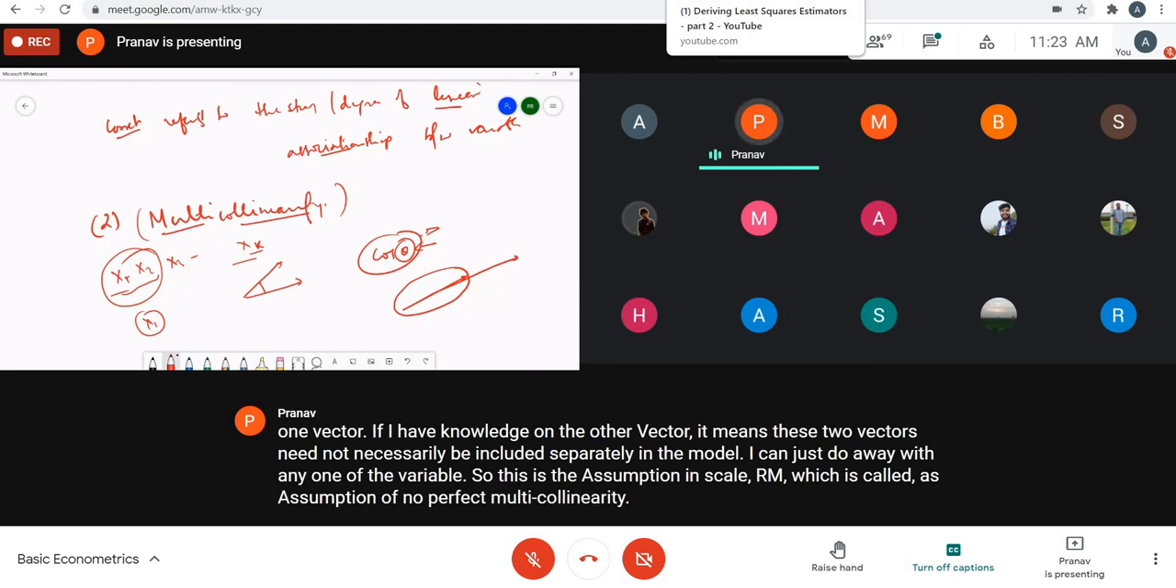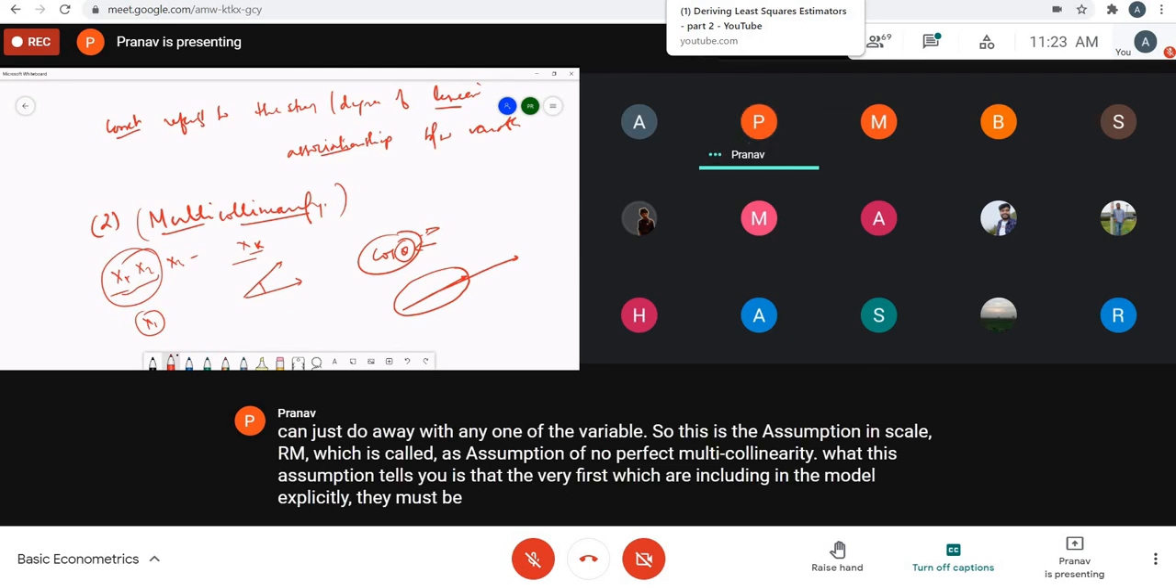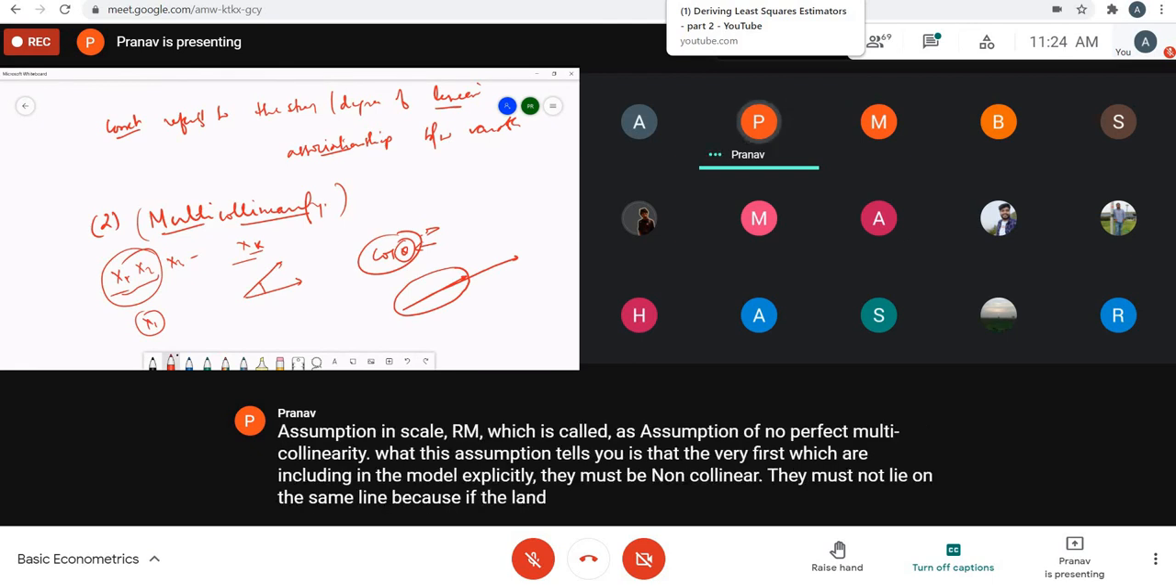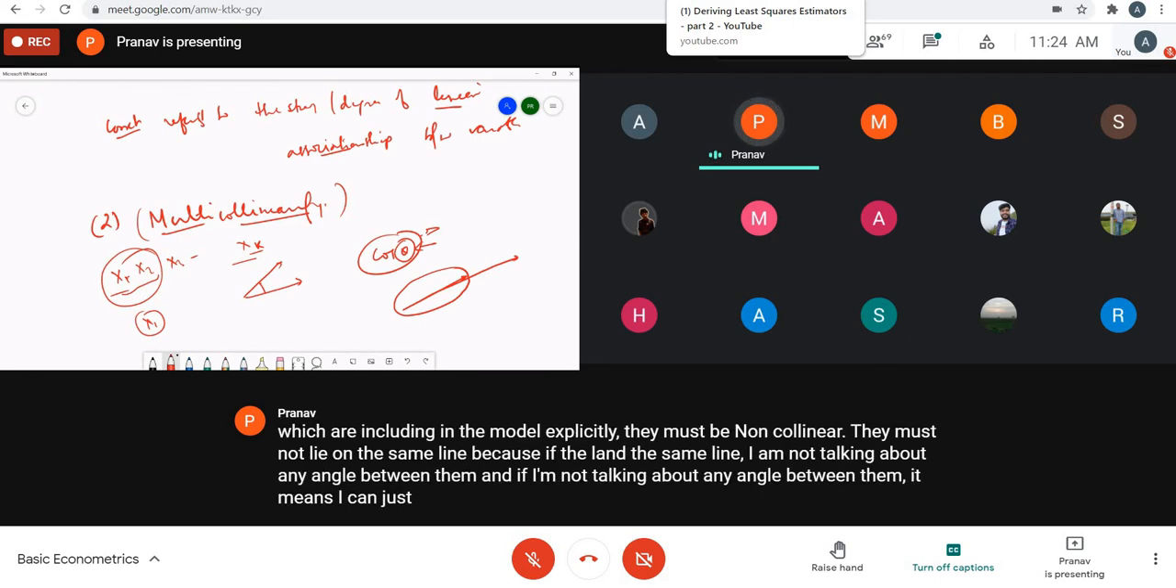What this assumption tells you is that the variables which are included in the model explicitly must be non-collinear. They must not lie on the same line, because if they lie on the same line, I am not talking about any angle between them, and if I'm not talking about any angle between them, it means I can just do away with one of the variables.